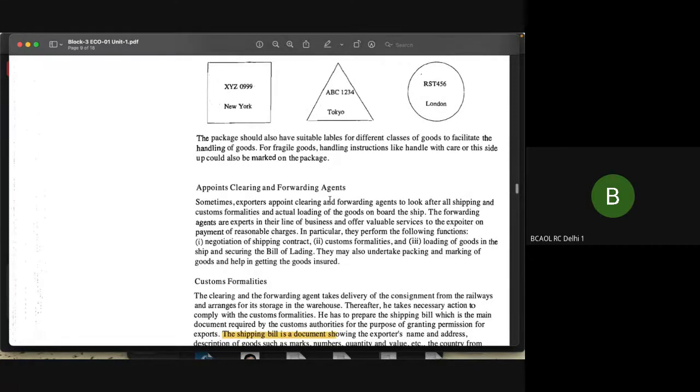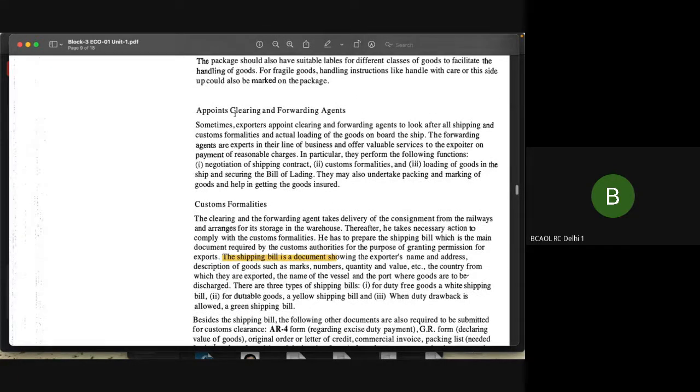Appointing clearing and forwarding agents. So guys, these people are basically intermediaries. We read about intermediaries yesterday, two days ago. Intermediaries are middlemen. These people are basically experts in the field of foreign trade, with relations to getting the custom formalities done, contacting the shipping company, providing knowledge as to which is the best ship and all these things. So these are the people who are professionals.